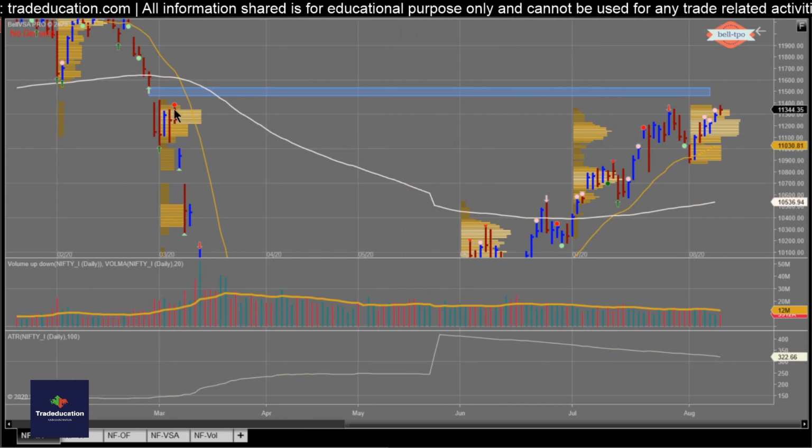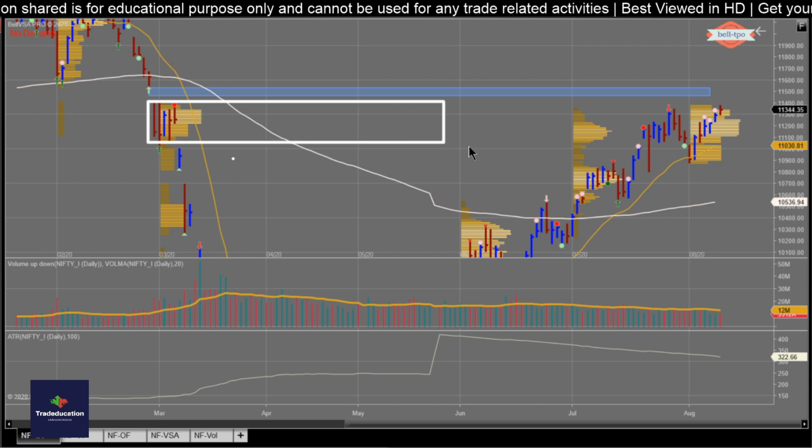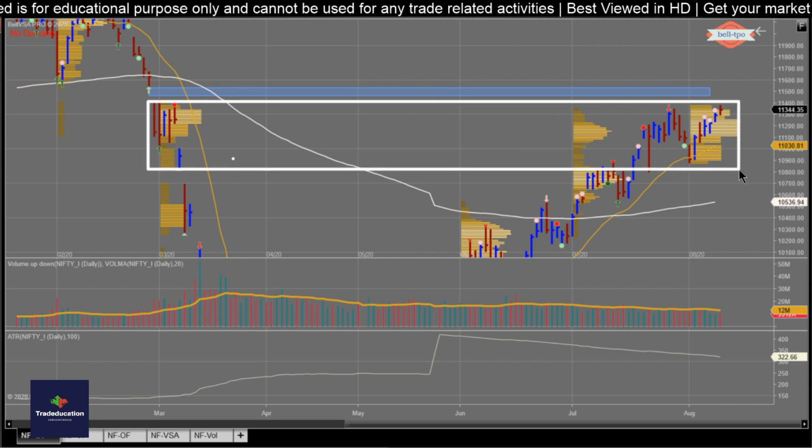From the daily chart, we are clearly seeing that, let me change the color to white, this is the entire supply zone. And secondly, the option is just one time framing higher, with a very narrow range.